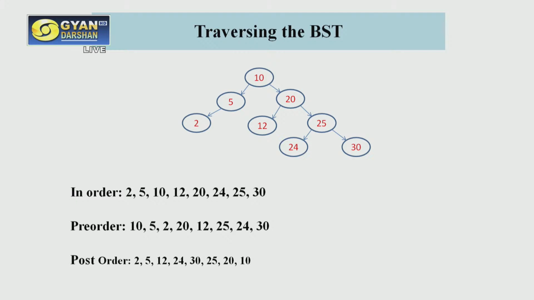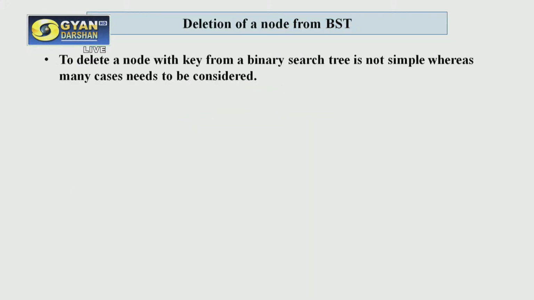So here we can see that the in-order traversal is very useful because we get the elements in sorted order. Now I come to another important operation which we can perform on a binary search tree, and that is deletion of a node. Deleting a node with a given key from a binary search tree is not a simple process. There may be a number of cases, basically 3 cases. We will see all those 3 cases one by one.